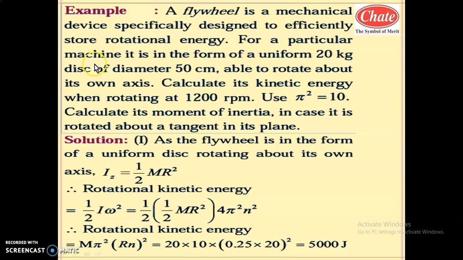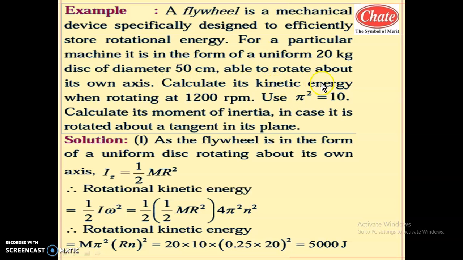For a particular machine, it is in the form of a uniform 20 kg disc of diameter 50 centimeter. So mass is 20 kg and diameter is 50 centimeter. Always diameter should be converted into radius by dividing by two. It means here radius is 50 by 2, that is 25 centimeter. Able to rotate about its own axis. So this flywheel is rotating about its own axis, means the axis passes through the center and perpendicular to its plane.